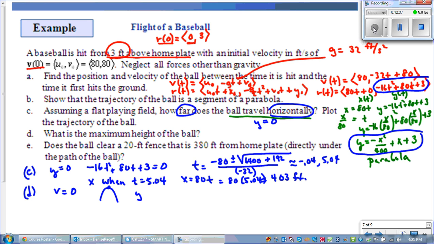So let's take the y component of the velocity function, which describes the vertical component of that velocity, and find out when it's 0. So negative 32t plus 80 equals 0. So the velocity in the upward direction is 0. That means then that t is 80 over 32, which is 40 over 16, which would be 20 over 8, 10 over 4, or 5 halves. 16 goes into both of them. So at 5 halves is when we will actually have the greatest height.